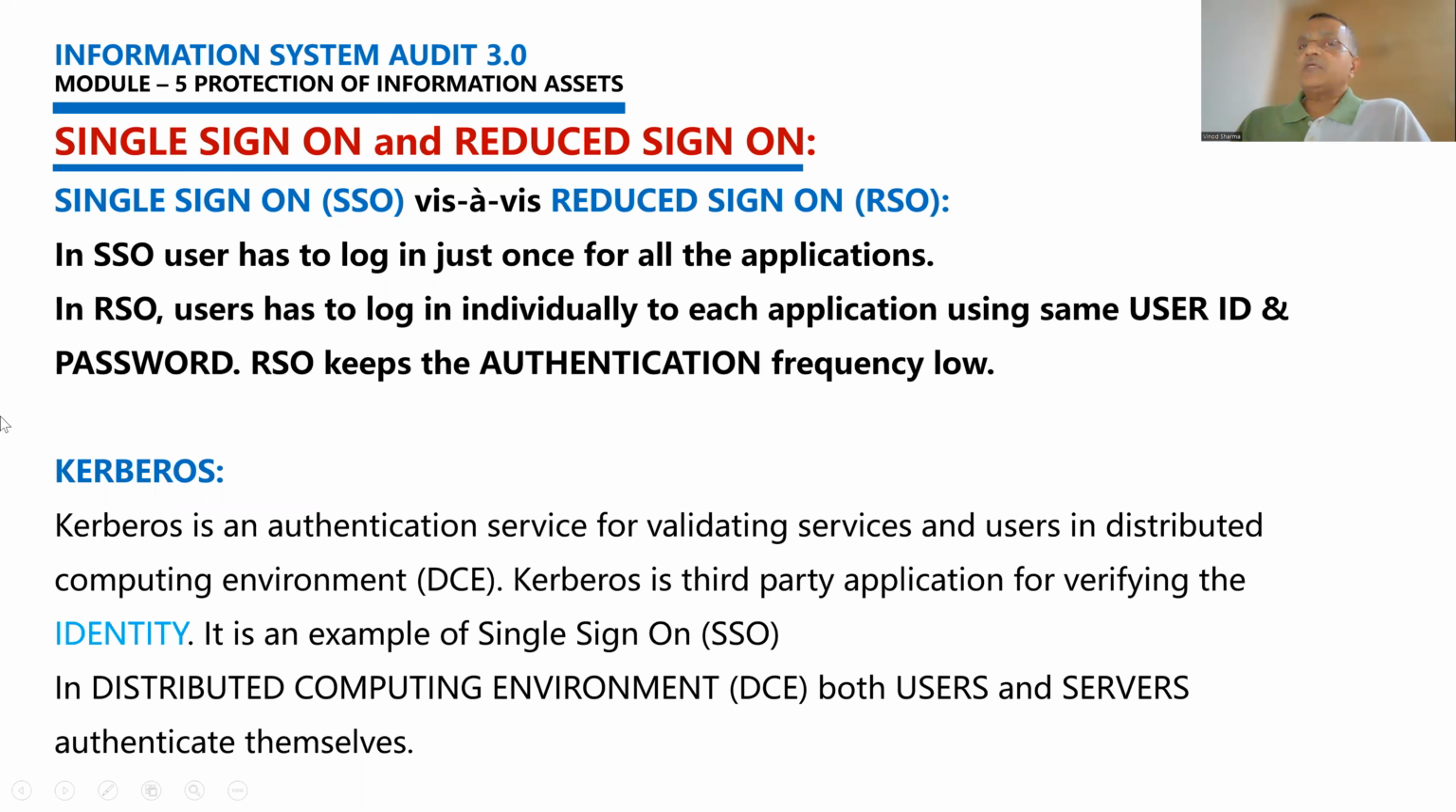Now, the point on which there is definitely a question is Kerberos. Kerberos is an authentication service for validating services and users in a distributed computing environment. These are third-party applications for verifying identity. Sometimes within the organization, identity can be compromised, leaked, or shared. So to ensure the confidentiality and genuineness of the identification process, we give it to a third party who maintains it on our behalf, so that this identity cannot be compromised. And that's what is called Kerberos.